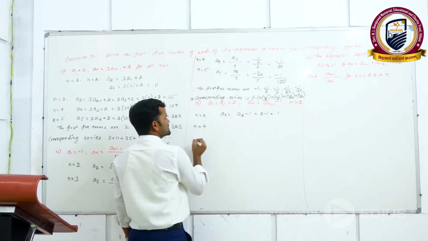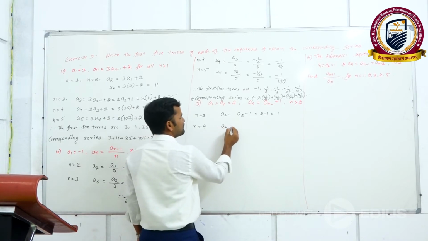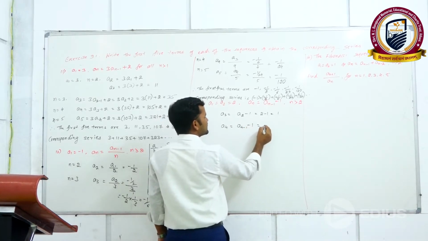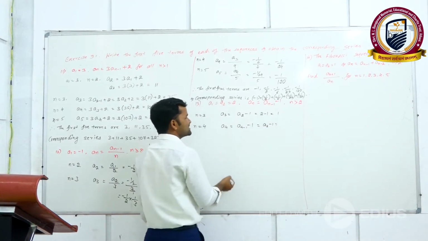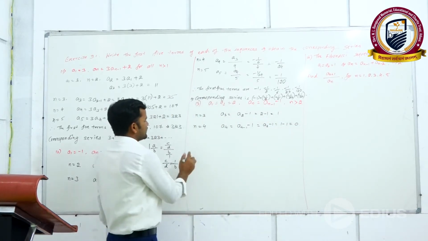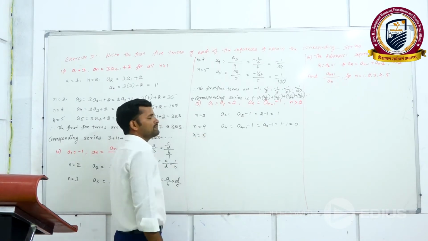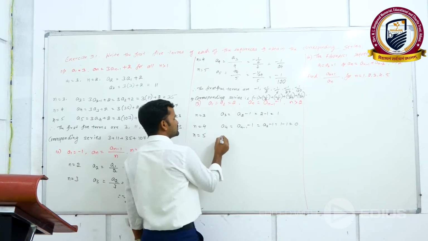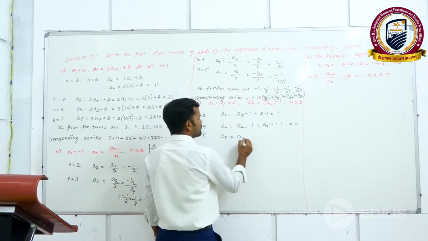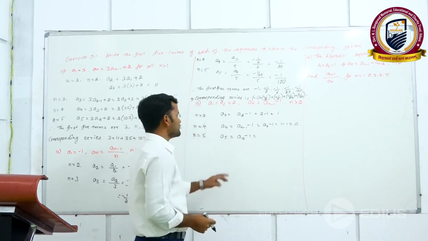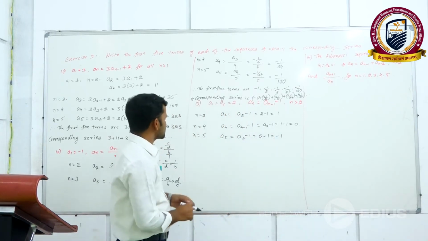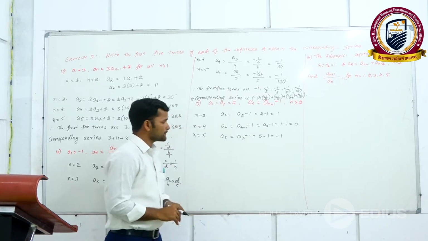Next, n is equal to 4 if you substitute. A4 is equal to a subscript 4 minus 1 minus 1. This is A3 minus 1. How much is A3? It is 1. 1 minus 1. Answer 0. Now, coming to the fifth term, that is n is equal to 5 if you substitute. A5 is equal to a subscript 5 minus 1. That is A4 minus 1. How much is A4? A4 is 0. 0 minus 1. Answer is minus 1. Yes, first 5 terms of the sequence we got.